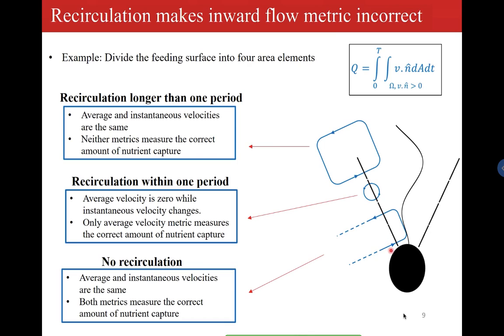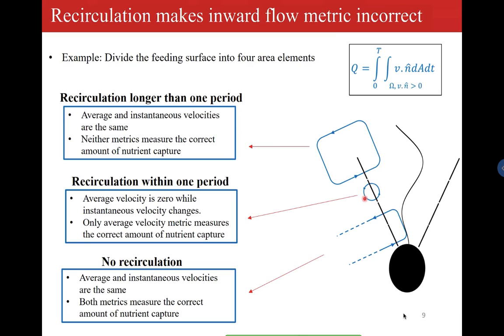On the first two down here, we have the flows containing new nutrient particles coming from somewhere far away, and the particles are captured on the surface, and the flow goes back to somewhere far away. On these two elements, average and instantaneous velocities are the same, and both metrics measure the correct amount of nutrient capture. However, on this third element, imagine that we have a recirculation within one period.